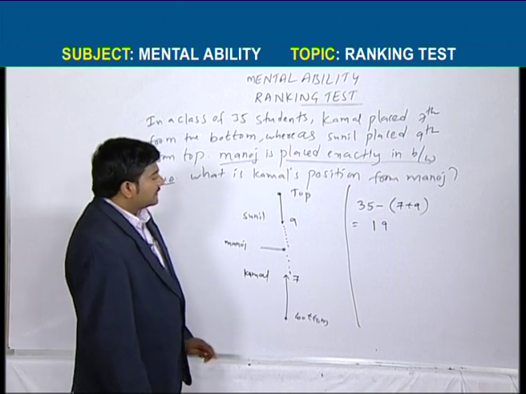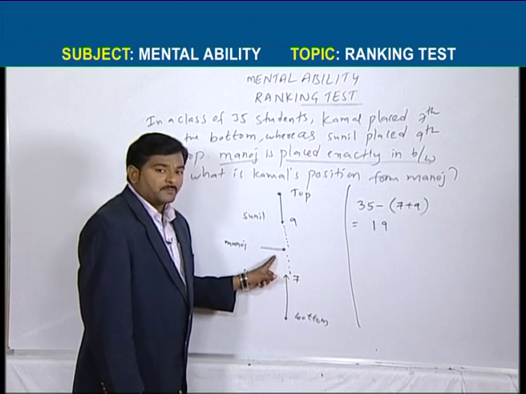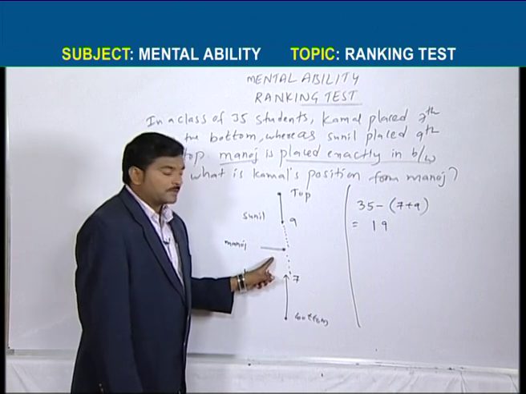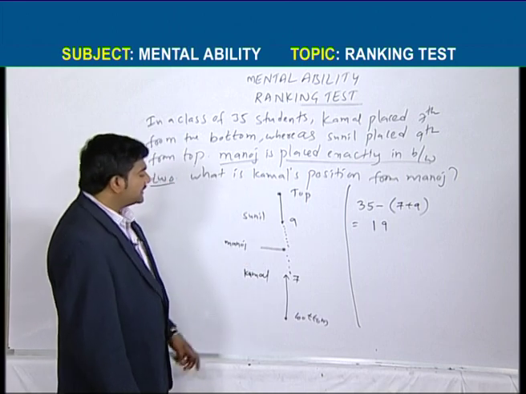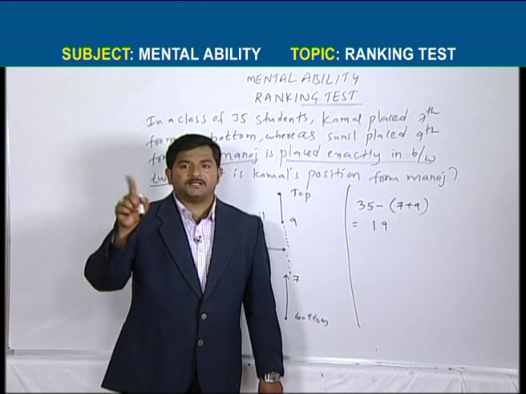And he gave the position of Manoj. Who is Manoj? Manoj is placed exactly in between Sunil and Kamal. That's why there are 19 objects there.